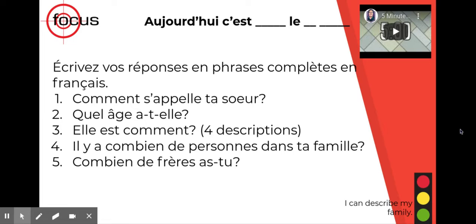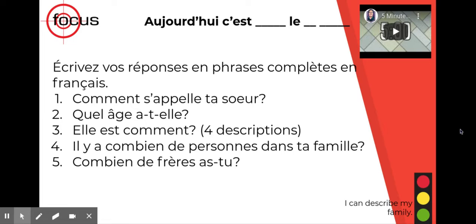So question number 1. Comment s'appelle ta sœur? So what's your sister's name? If you don't have one, just make it up. Who do you wish was your sister? Number 2. Quel âge a-t-elle? How old is she? Number 3, elle est comment? So, describing your sister, what is she like? Give me at least 4 descriptions.